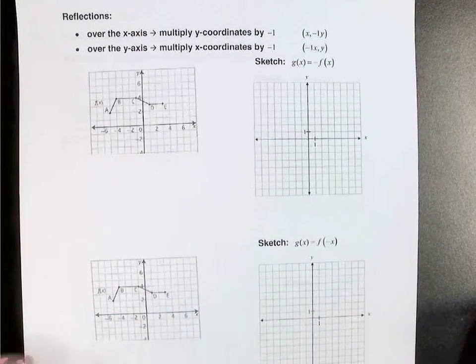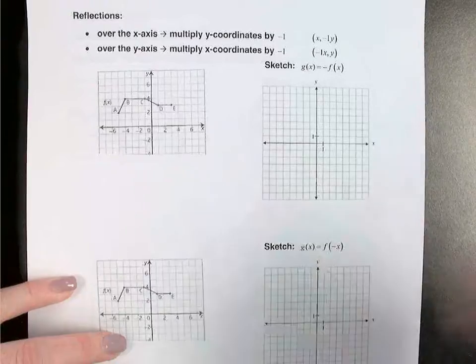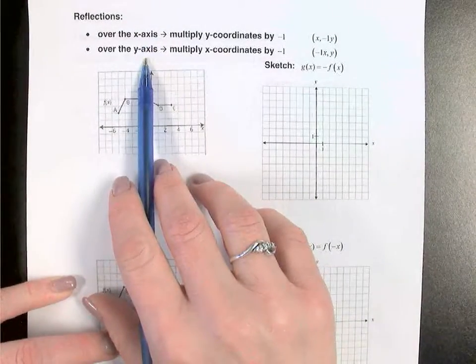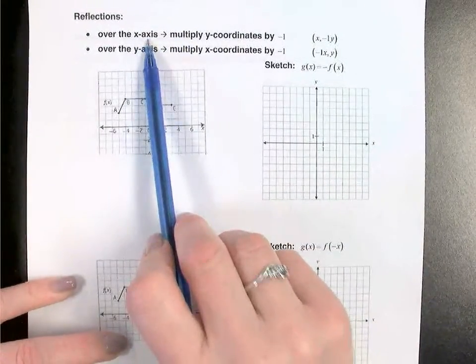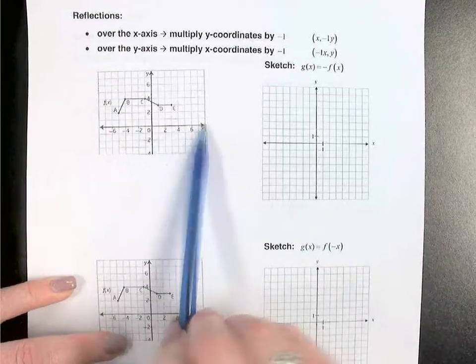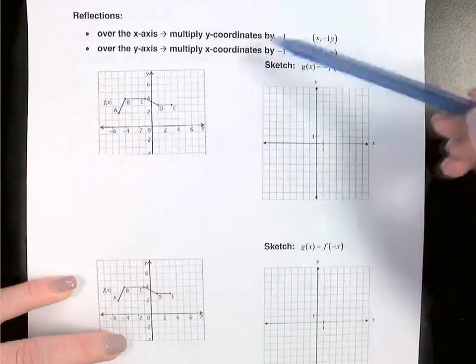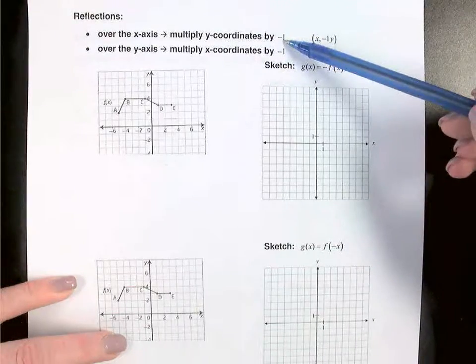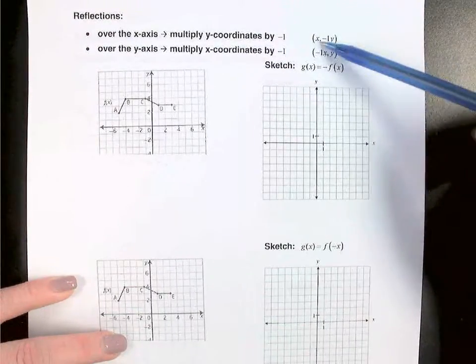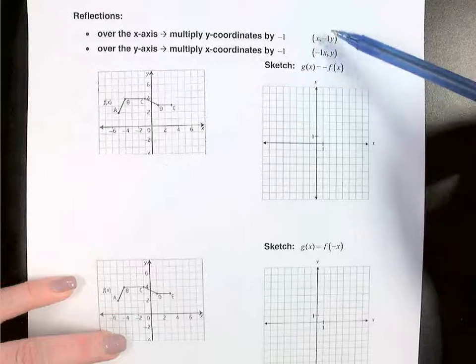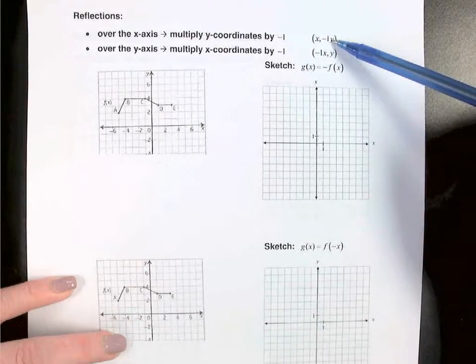Okay, we're going to look at reflections over the x-axis and then again over the y-axis. If you're reflecting over the x-axis, remember this is the x-axis, that means you're taking this graph and flipping it below. This will change the y-coordinates by a factor of -1, so in terms of mapping notation, the x-coordinate stays the same and you multiply the y value by -1.